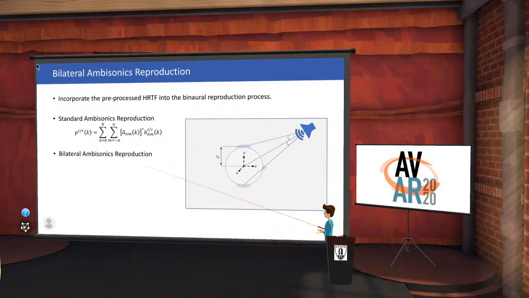What we are suggesting is to compute the bilateral ambisonics, which means two different coordinate systems for the left and right ears, and then we can incorporate the ear-aligned HRTF, but we need two different ambisonic signals for the left ear and for the right ear.